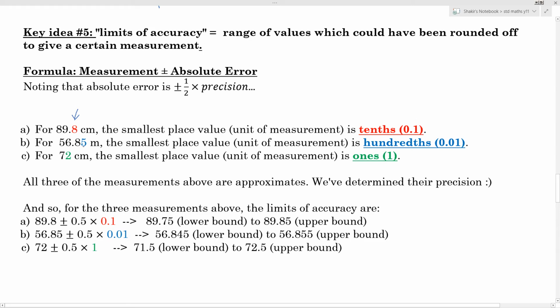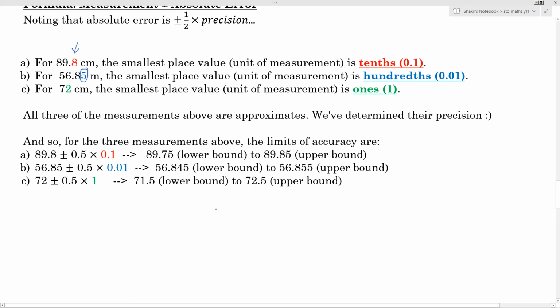And for 56.85 meters, remember we look at the last digit, the precision is 0.01. We make this a 1, make this 0.01, so it's just going to be 1 centimeter, the precision of this. And then we're going to halve that precision, make a plus or minus, and just combine it with the actual measurement to get the limit of accuracy.